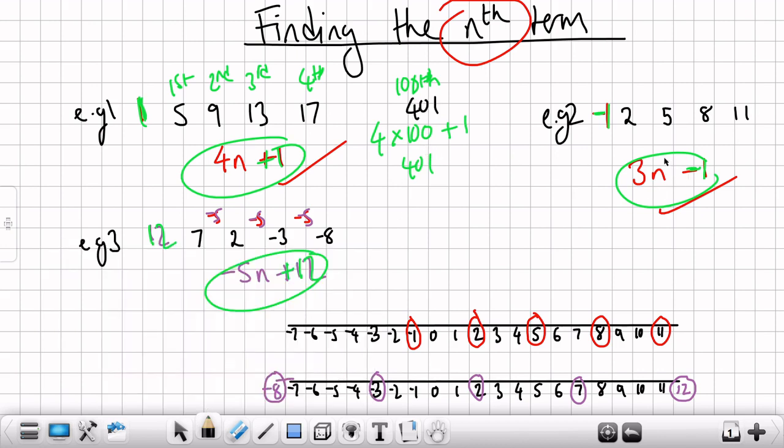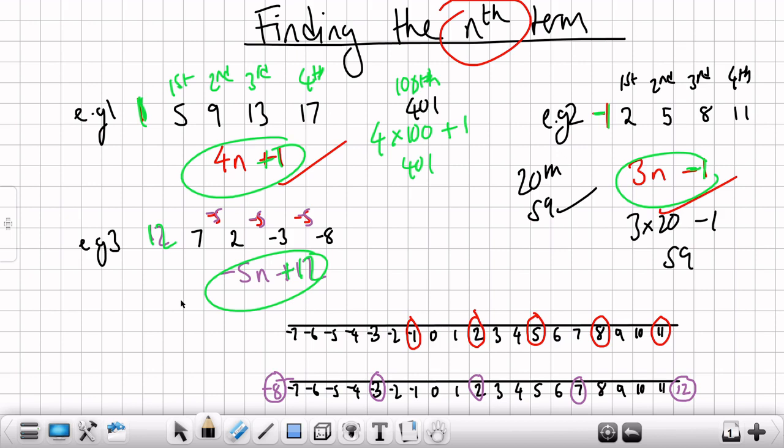And similarly, let's say I want to find the 20th term. I don't want to keep on adding 3. So what I can do is replace the n with 20 and then take away 1. That will be 60, take away 1, 59. The 20th one is 59. And you can do something similar with this as well, but careful, you need to know how to multiply negative numbers.